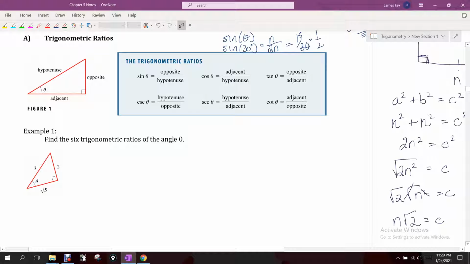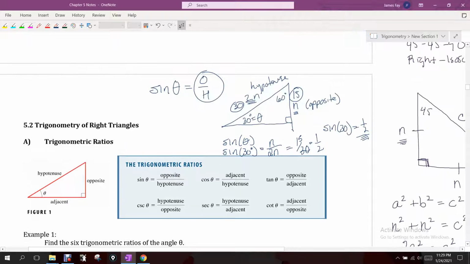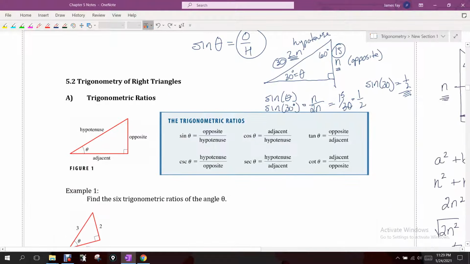So if we were to flip things around a little bit, let's say we're looking at this angle up here, beta. Now this would be opposite. This would be adjacent. That would still be the hypotenuse. So it's all going to be per the angle that we are referencing.